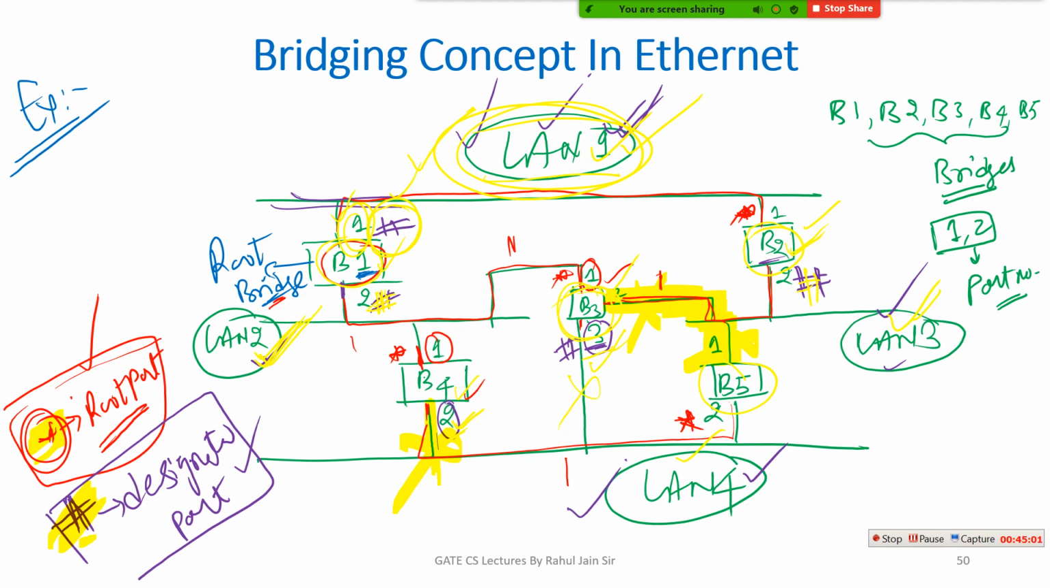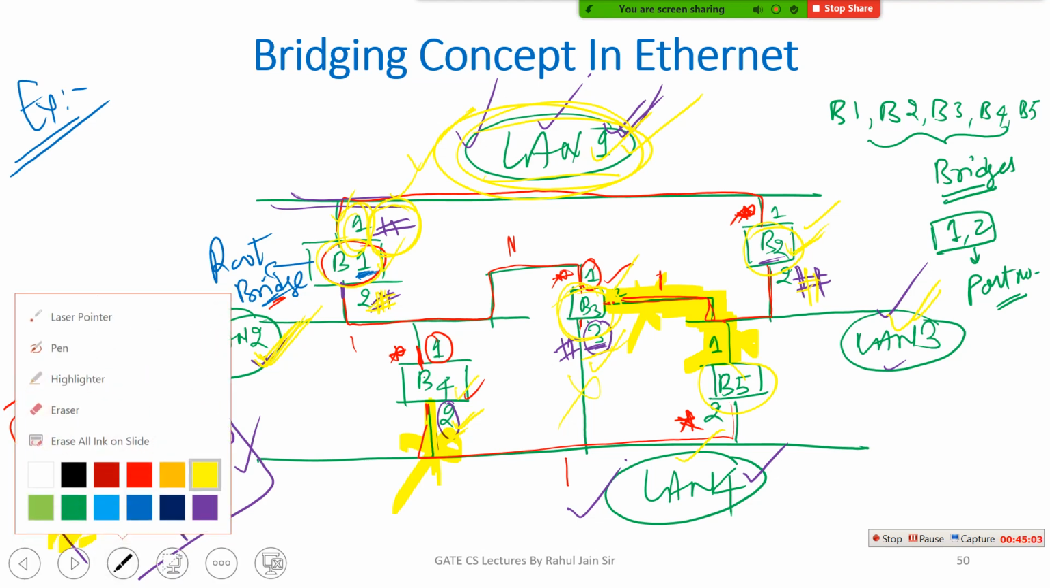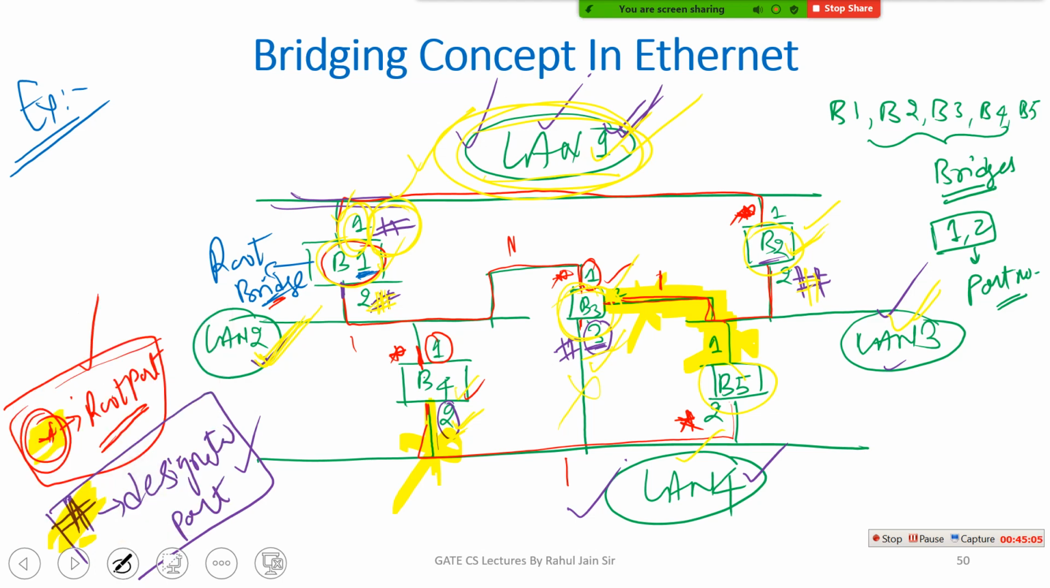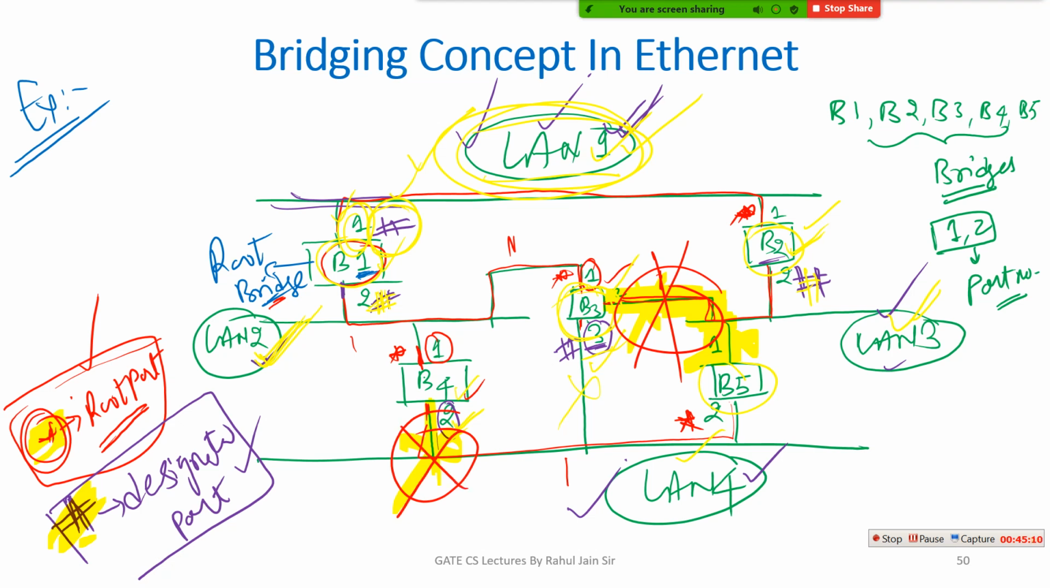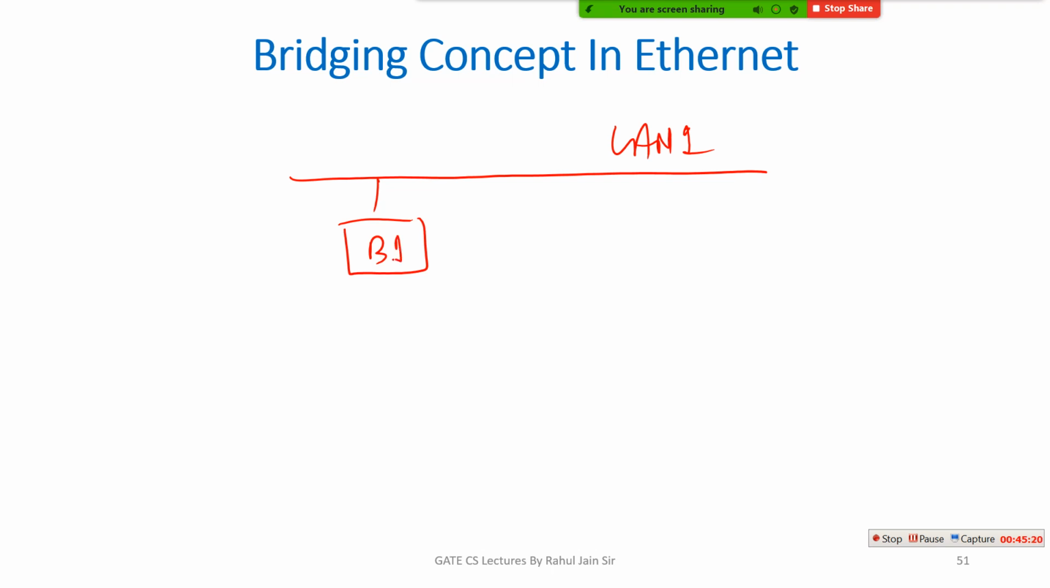Very good. Now focus here. How will my bridge look now, because I have removed this port, I have blocked this port, and I have also blocked this port. So my bridge structure would look like this. This is lane 1, it is bridge 1, it is lane 2, it is B4, it is the star mark.